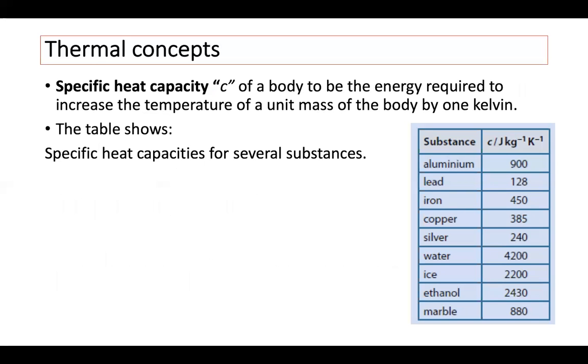That's why a term comes out that we call specific heat capacity, C, of any body. It's the energy required to increase the temperature of a unit of mass of the body by only 1 Kelvin. You can find in this table that the specific heat of each material is different, which means the amount of energy needed to increase by only 1 Kelvin differs. For example, water needs 4,200 joules, and it is different from one material to another.